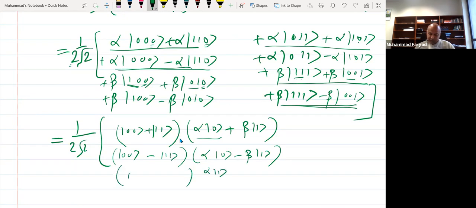And on the left is 0, 1 minus 1, 0, and alpha 1 is common. What else has this form? So 0, 1 minus 1, 0. So minus beta 0 is common. So this one is gone and this one is gone, and I'm left with only this state. This is 0, 1.